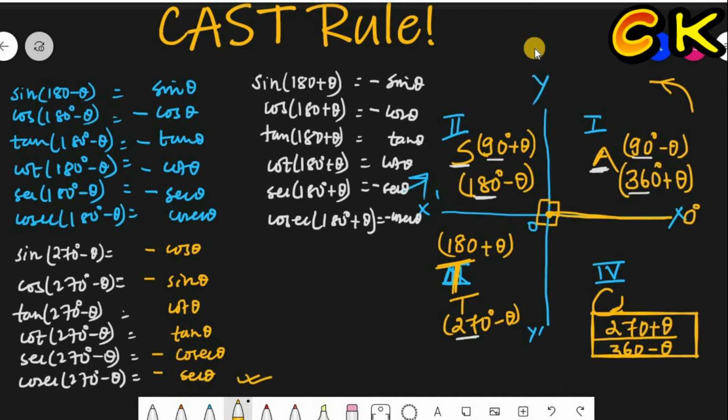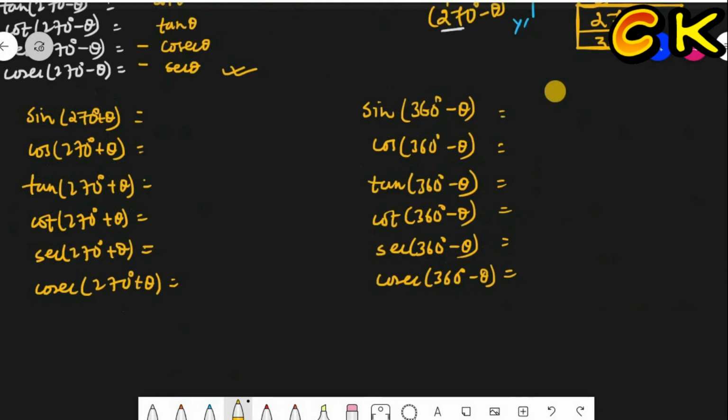If you will understand this concept, then your remembering will be easy. Now let's see the formula for 270 degree plus theta. As you know, 270 degree means odd multiple, so sine will change to cos, cos will change to sine, tan will change to cot, cot will change to tan, sec will change to cosec, and cosec will change to sec. Now this is in fourth quadrant, so in fourth quadrant cos and sec only are positive, so the remaining will be negative.